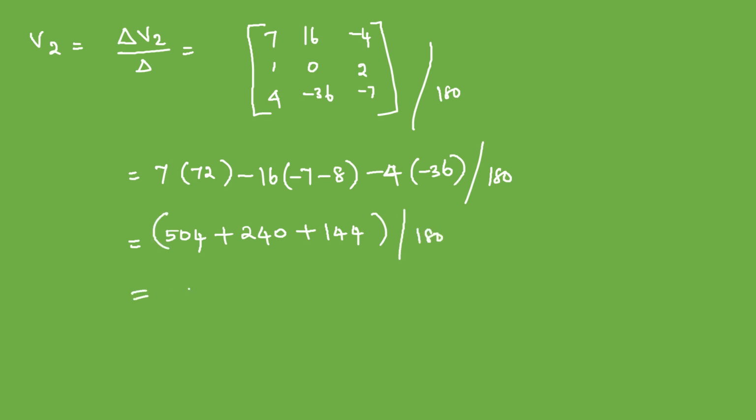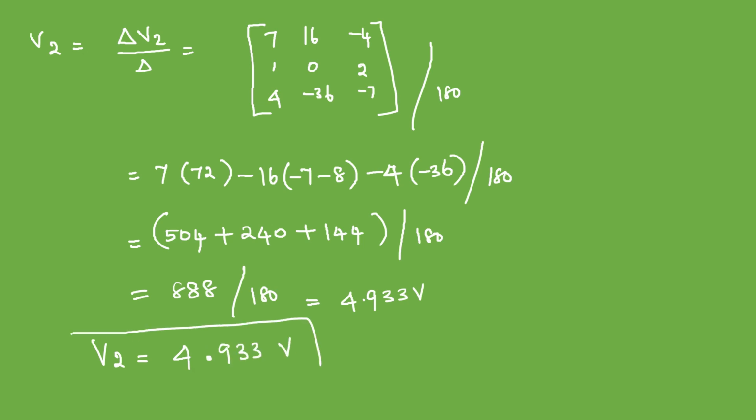So this value is 888 divided by 180, that is equal to 4.933 volts. So this is our V2. Okay, so we got the second answer, 4.933. This much volt. This is our second answer.